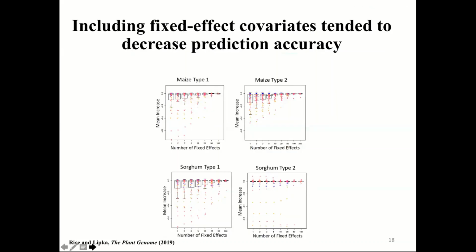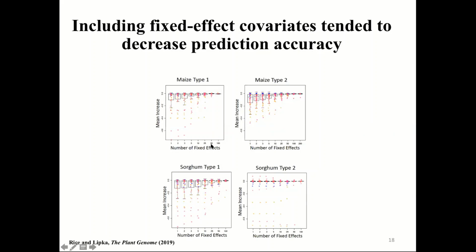Incidentally, if you want to read this entire study, check out our Plant Genome paper that was published in March. So here's a graph of results. The take-home message is that more often than not, we did not see an increase in prediction accuracy. So here are the results of our simulation studies, subdivided into whether we were simulating our data in maize or in sorghum, and whether we simulated a standard complex trait versus simulating a complex trait with a large effect QTN thrown in.